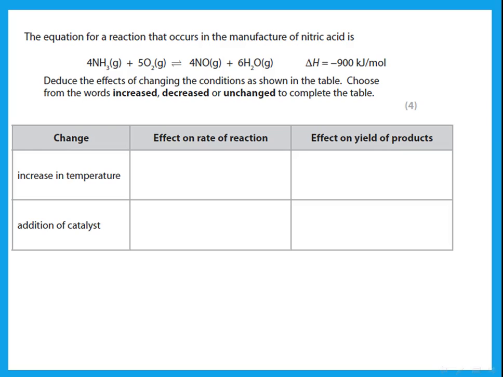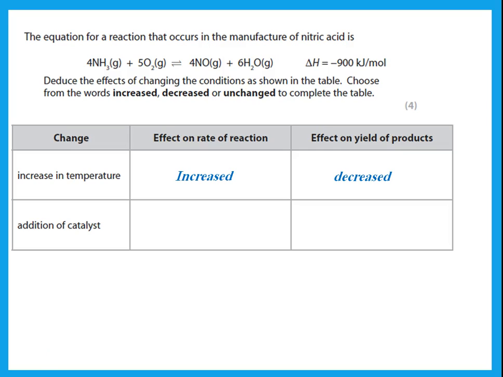Okay, this question says the equation for a reaction that occurs in the manufacture of nitric acid is this. Deduce the effect of changing the conditions as shown in the table. Choose from the words increased, decreased, or unchanged. Remember that he's asking for effect on rate and effect on yield. Now, if I increase temperature, what is the effect on the rate of the reaction? We said always, for any reaction, when you increase the temperature, the rate increases. Okay? What is the effect of increasing temperature on the yield?